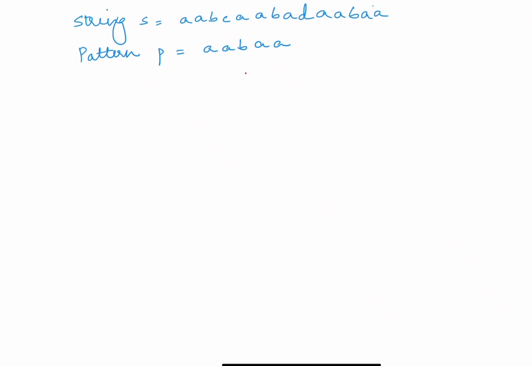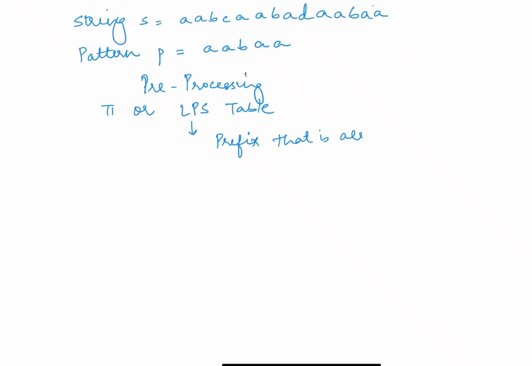So let's understand how the KMP algorithm helps us achieve pattern matching in linear time. In the KMP algorithm, there is a pre-processing step. In pre-processing, we create a pi table, which we also call the LPS table. Now I'll tell you what this means. LPS table means the longest prefix that is also a suffix.